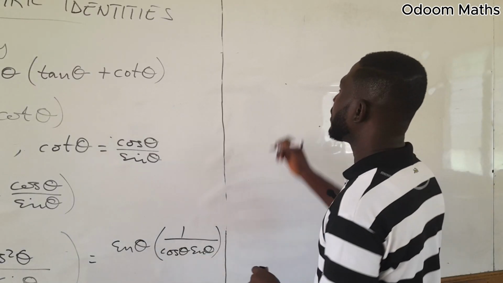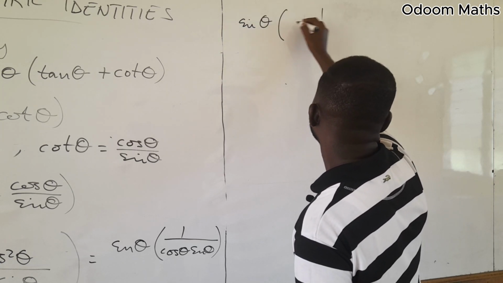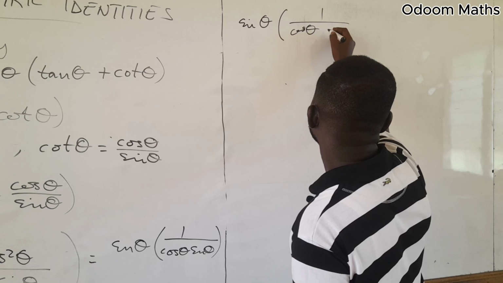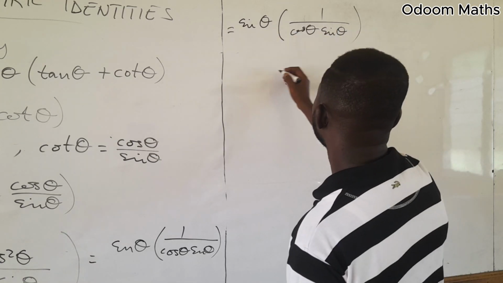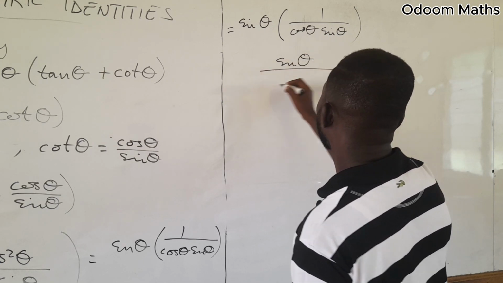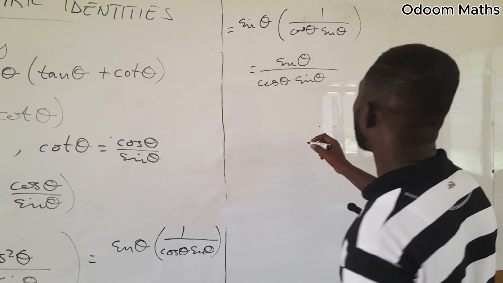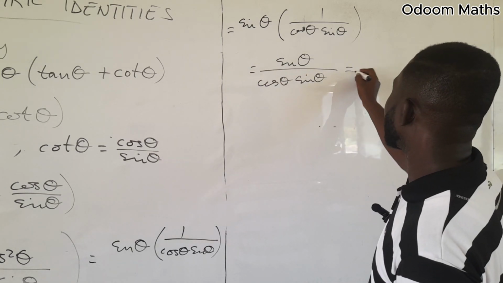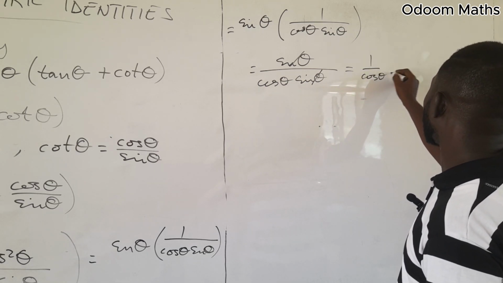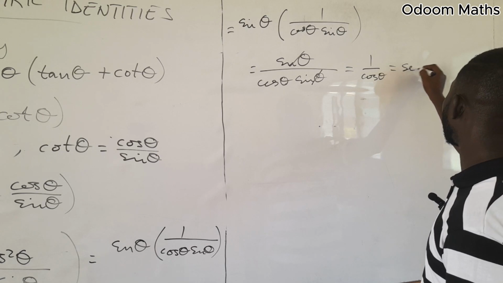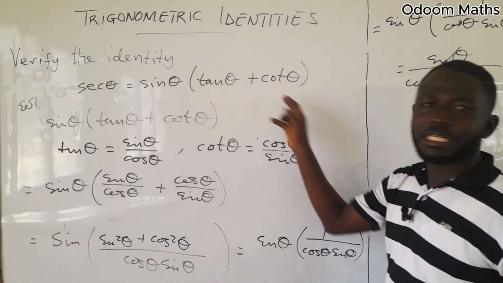Let me continue from here. Sine theta into brackets 1 over cos theta sine theta. So I'm expanding, and this is going to give me sine theta over cos theta sine theta. Now looking at this, we can see that sine theta will cancel sine theta here, and we'll get 1 over cos theta, and 1 over cos theta is sec theta. So it means that sec theta is really equal to this side.